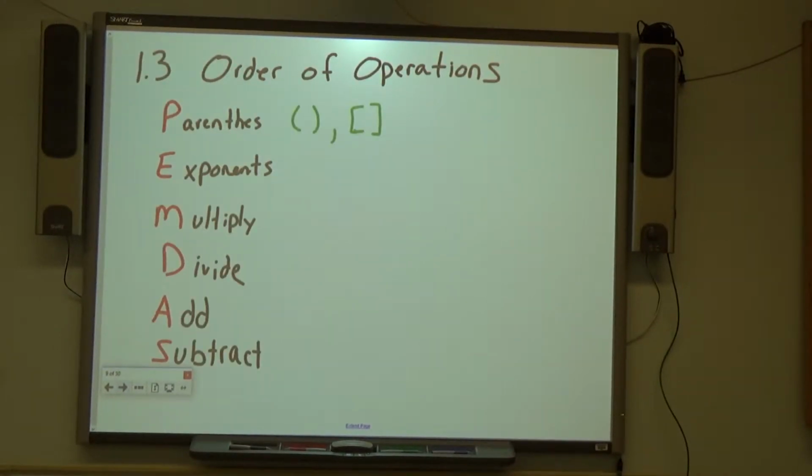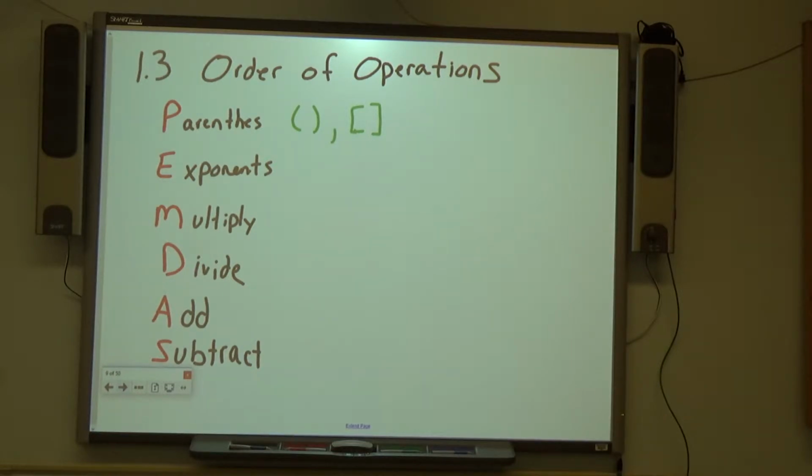This is section 1-3, which is on order of operations. Order of operations is very important because to evaluate expressions involving more than one operation, you have to follow a set of rules, which we call the order of operations.